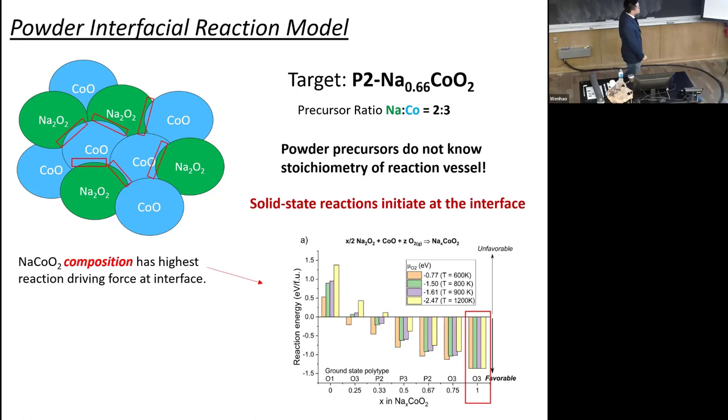And so what we can do is plot the reaction energy as a function of the unconstrained composition. And indeed, we find that the most exothermic reaction happens at sodium 1 composition, at all temperatures.